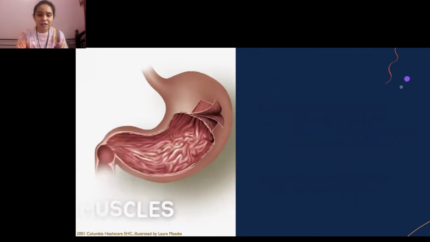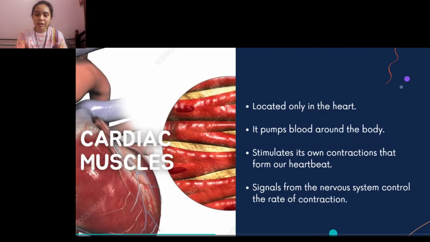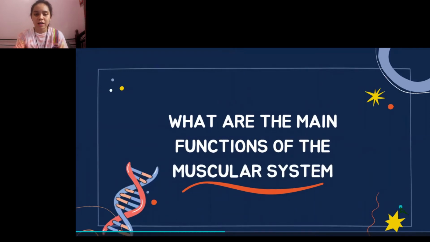And lastly is cardiac muscles. It is located only in the heart. It pumps blood around the body, stimulates its own contractions that form our heartbeat, and signals from the nervous system control the rate of contraction. So what are the main functions of our muscular system?